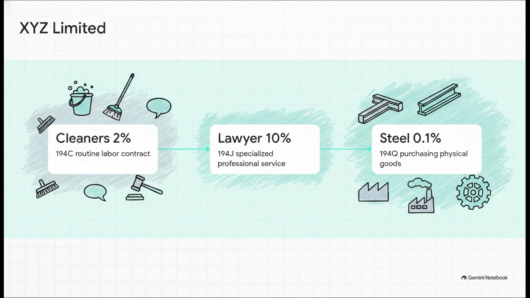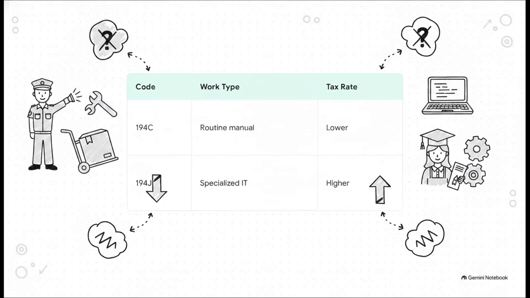And finally, she buys 1 crore worth of raw steel for the factory, so she deducts a tiny 0.1% under 194Q. By perfectly matching the exact tax code to each distinct invoice, Ria keeps XYZ Limited completely safe from those nasty government penalties. So where's the biggest trap for beginners?